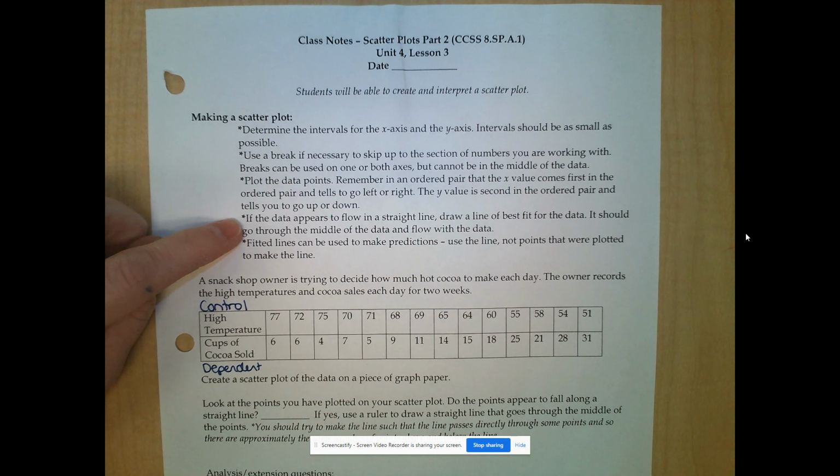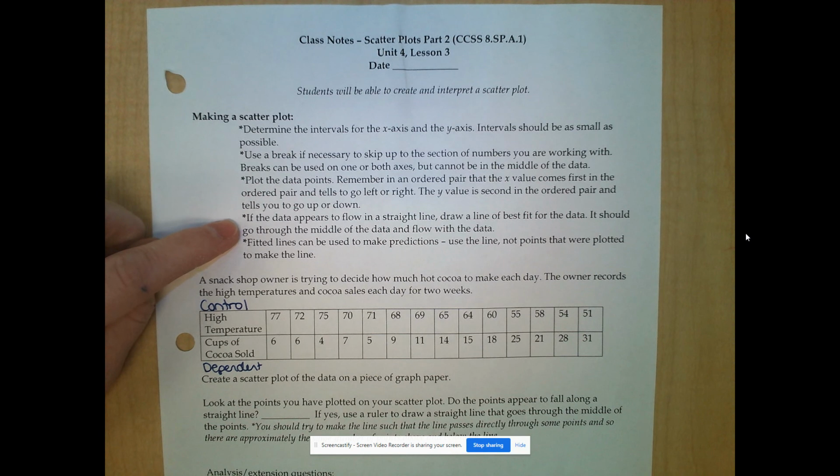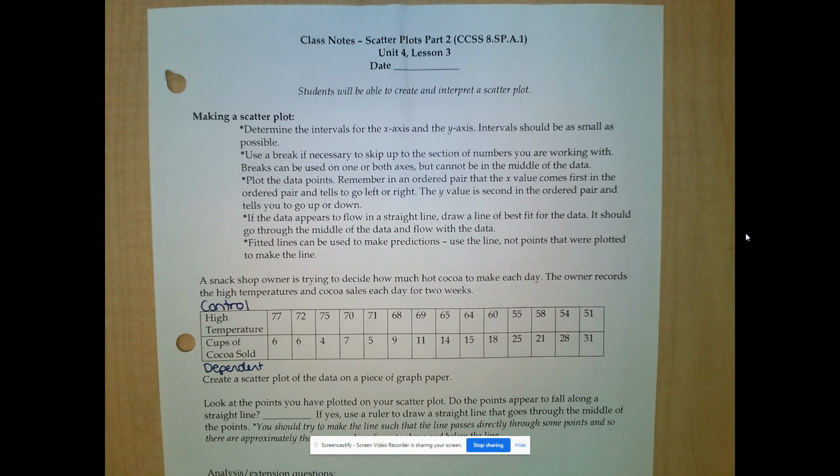If the data appears to flow in a straight line, you would draw a line of best fit. It should go through the middle of the data and flow with the data. And fitted lines can be used to make predictions. So we're going to talk about those for our high temperature and cups of cocoa sold graph.